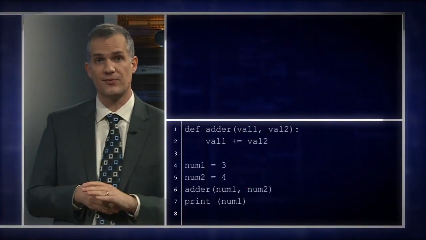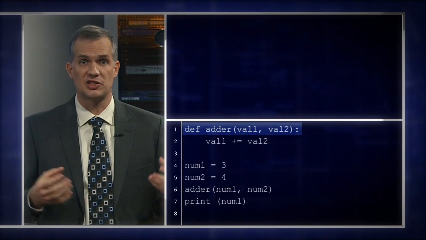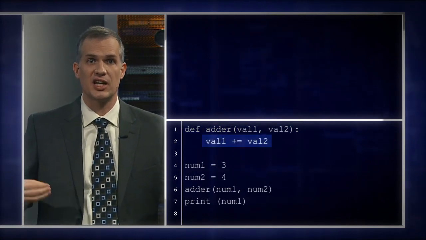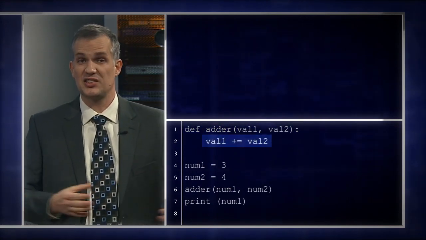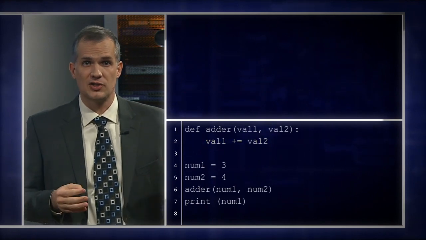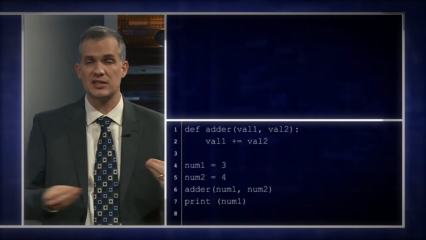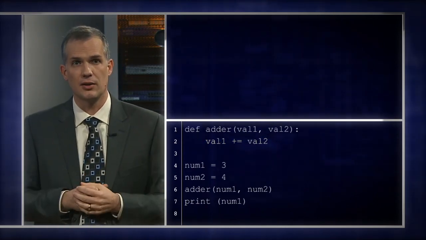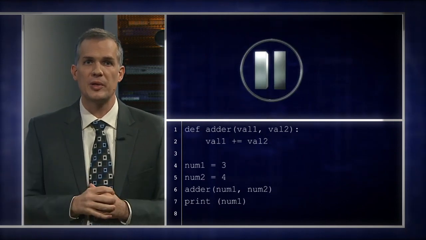First, imagine we have a function, adder, that takes two parameters and adds the second one to the first one. It doesn't even return a value. It just takes the first parameter and adds on the second one. Then it's done. So, what will be printed here?